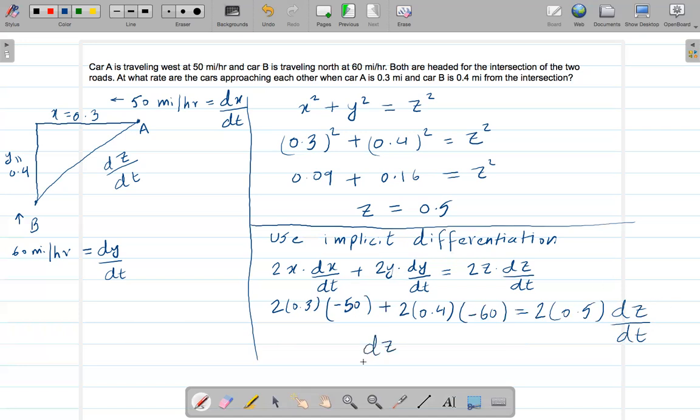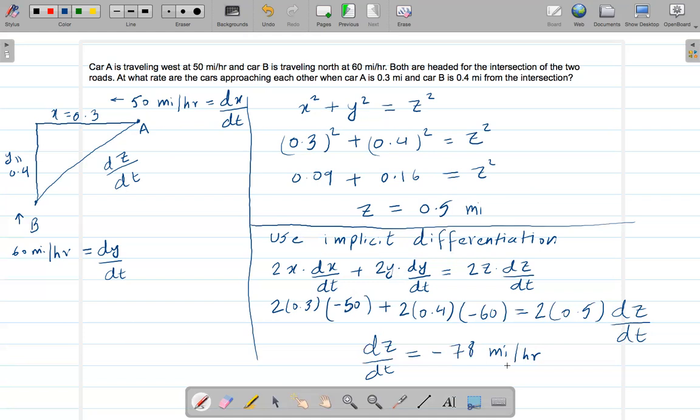I'll just give you the final answer, which is negative 78. And since we are finding dz over dt, or rate of change, the unit should be miles per hour. You have to write these units as well. Here in the intermediate steps it's okay even if you don't write the unit, but for the final answer, yes, you have to write the unit.